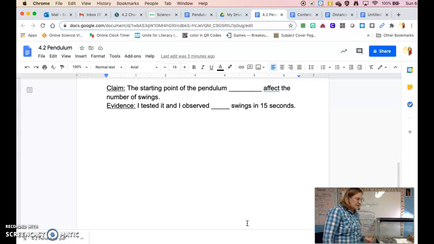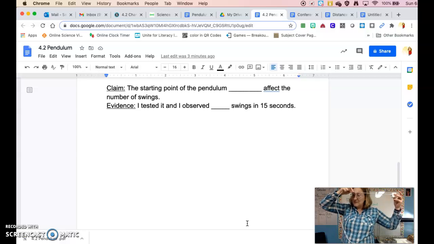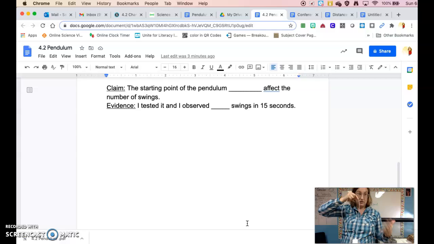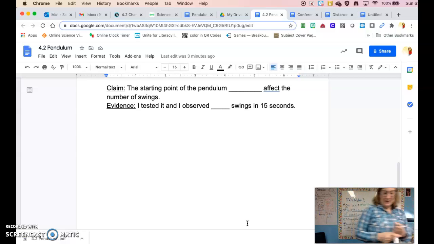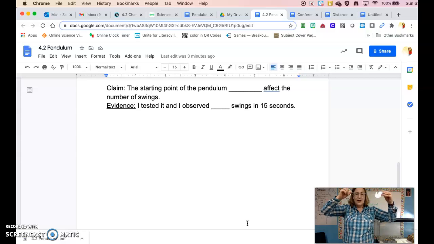And friends, I believe I showed you. We all have a pendulum somewhere, even if it is this. Count how many swings this does in 15 seconds and see if adjusting the starting point changes those swings. We all have an iPad charger, or maybe you have dental floss. Dental floss could be great, and maybe you don't have a meter stick or a measurement device. Well, you can still see how many swings in 15 seconds and change it.